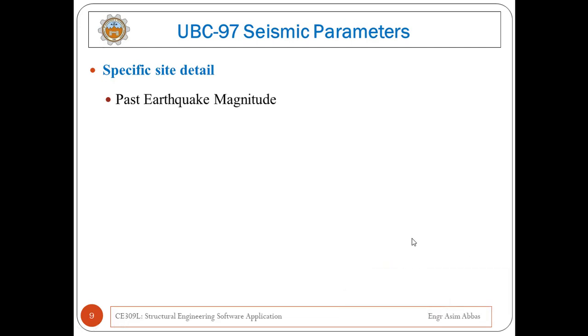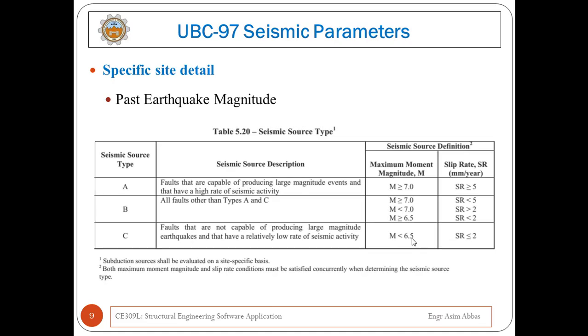Now past earthquake magnitude is a very important seismic parameter, and it depends on the seismic source type, right? Actually, it depends on the fault that is capable of producing different magnitude events, right? In the UBC 97, seismic source type is divided into three different types: A, B, and C.